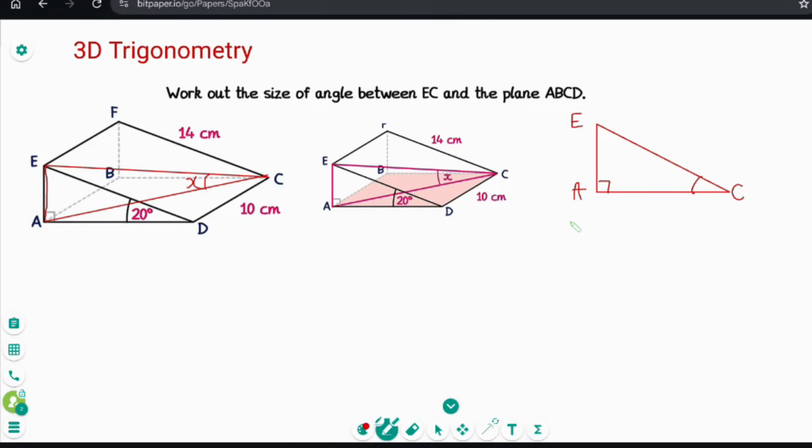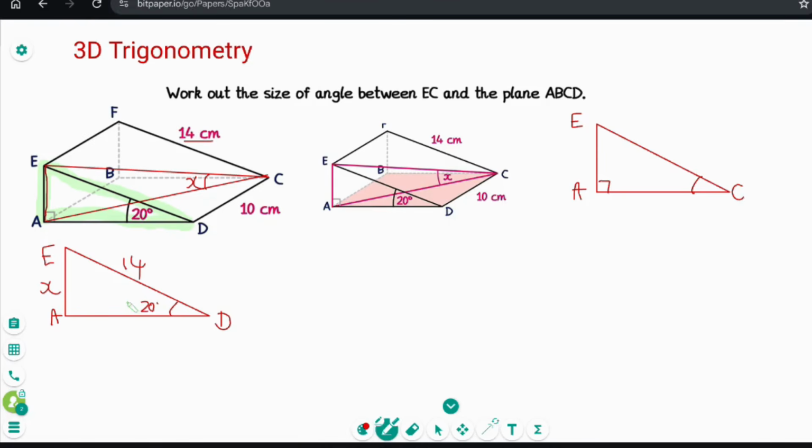I'm going to start with EA. Is EA in a triangle with anything else? Yes, if you have a look, EA is in a triangle with D. So we look at the triangle EAD. We can use that triangle to work out EA. So we've got that angle is 20 degrees. ED is the same as FC, 14. Our unknown is EA.